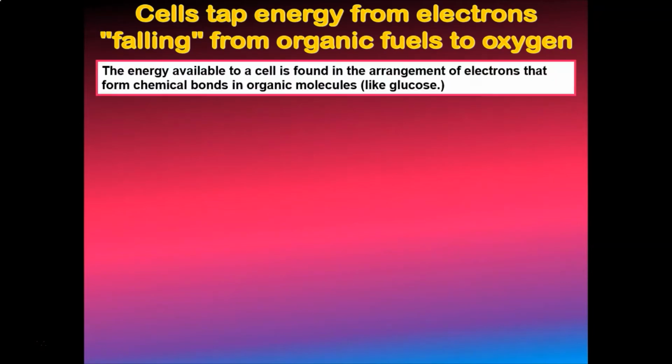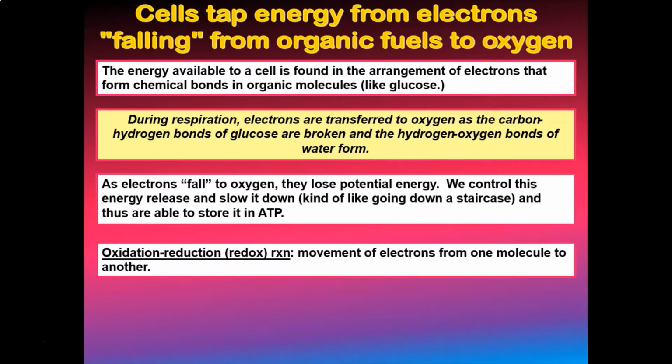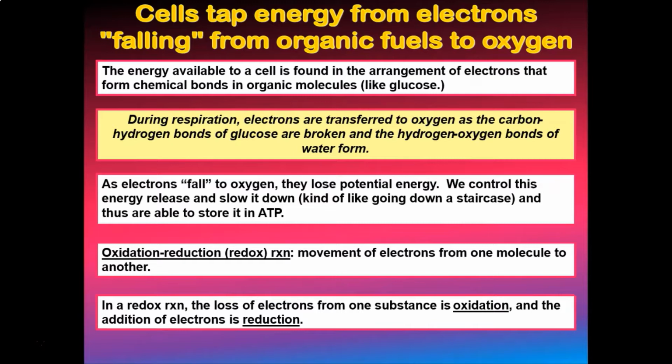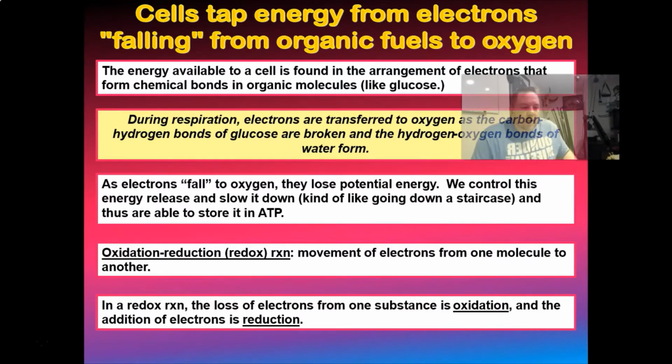So we're in the mitochondria for the most part this chapter, but not the entire time. Cells tap energy from electrons falling from organic fuels to oxygen. I'll explain what that means by the end of this unit, but basically you're going to take an electron from one type of bond and move it to another type of bond. If you understand your chemistry pretty well, this chapter will make a lot more sense to you.